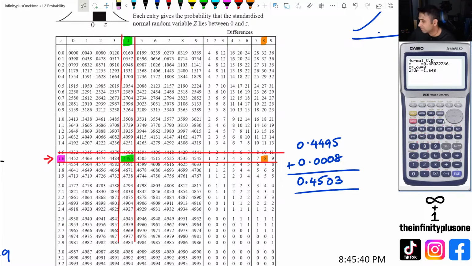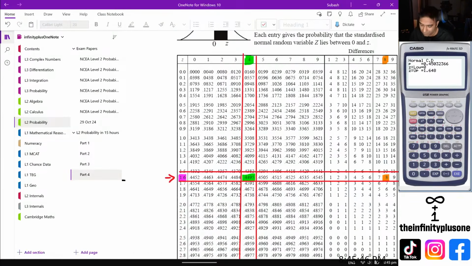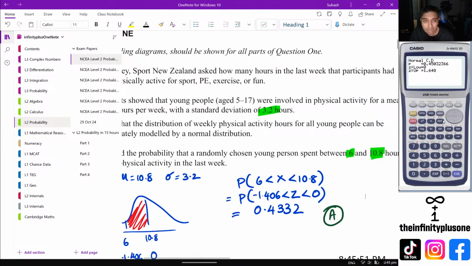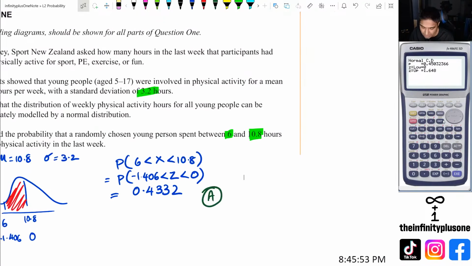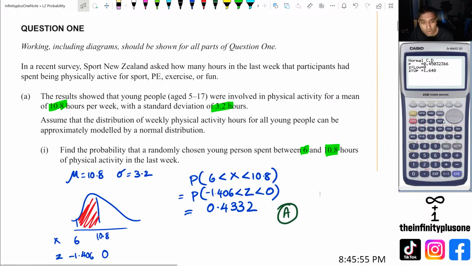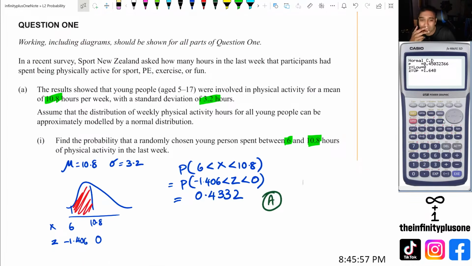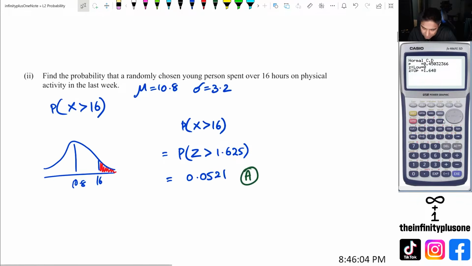So I'm just keeping an eye on the clock here, guys, and I want to show you a couple of quick questions, but we're not going to do all the normal distribution questions today. I just realized I've yapped on for a little bit too long. Apologies. But if you have a look at these questions that are in the exams. So here is the first question. All they're asking you to do is find the probability between 6 and 10.8. That's an achieved.